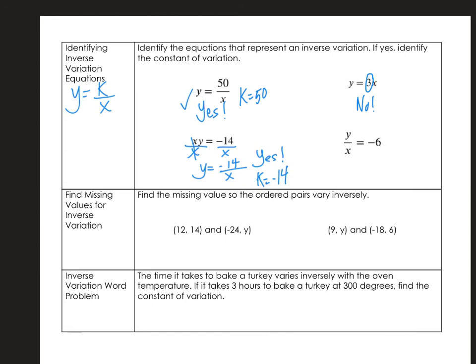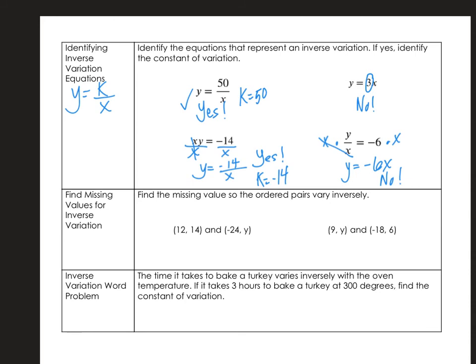All right, and then this last one, let's multiply by x on both sides to get y by itself. When we do, we get negative 6x. Nope, this isn't inverse. This is actually direct. So nope.